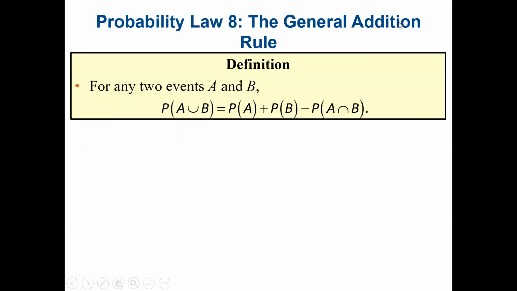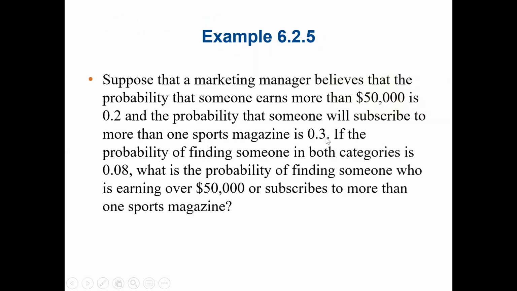Next, the general addition rule. The general addition rule is normally used when we have two events that are not mutually exclusive, which means both events can happen at the same time. In this case, the probability of A union B will be the probability of A plus the probability of B minus the probability of A intersect B. If two events are mutually exclusive, the probability of A intersect B will be 0, so that's why we don't use it. When they are mutually exclusive, we don't subtract the probability of A intersect B.